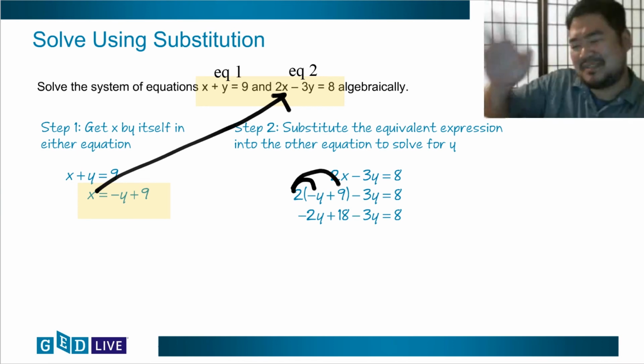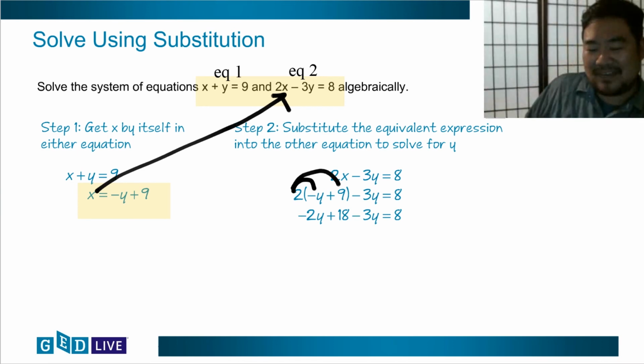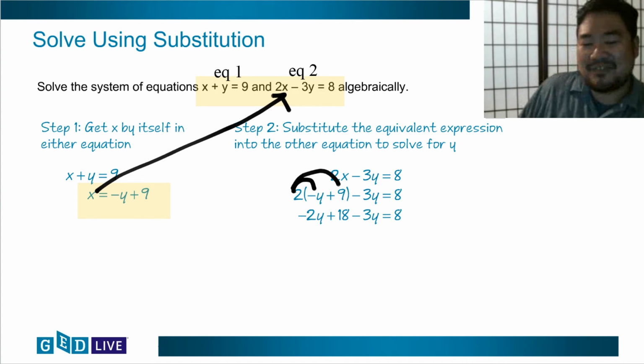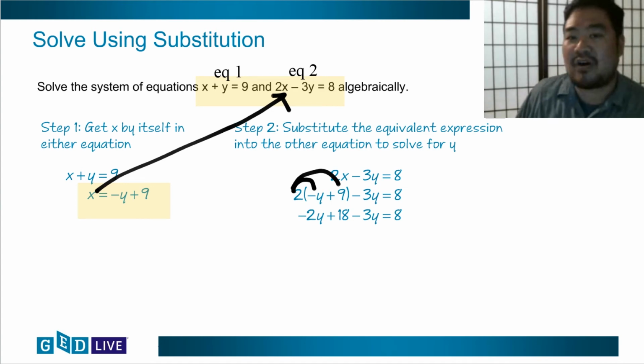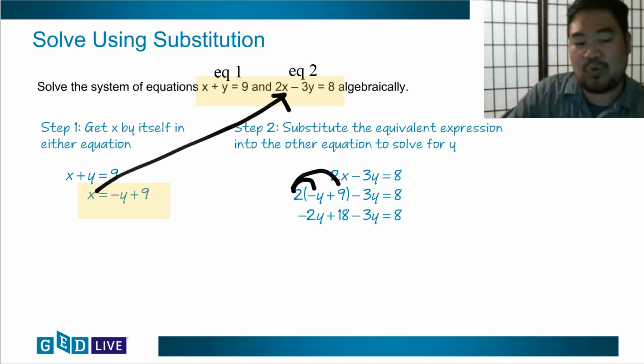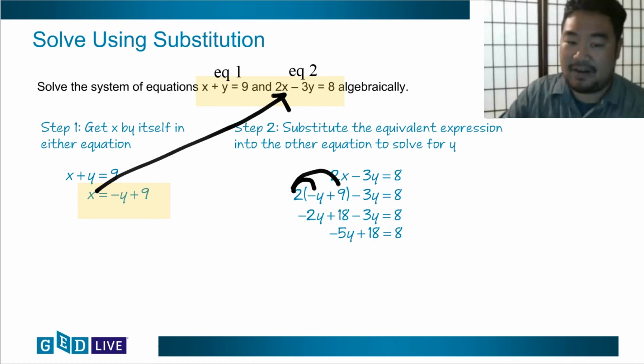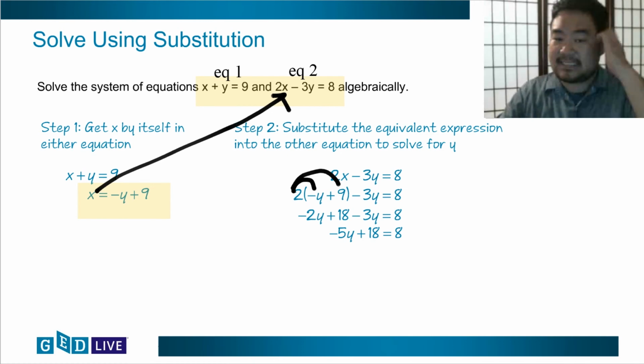I'll give you a few moments to do the quick math here, and then go ahead and type it into the chat. So you have the negative 2y and the negative 3y. We have our common terms there. Negative 2y plus negative 3y, that's negative 5y. Negative 5y plus 18 is equal to 8.